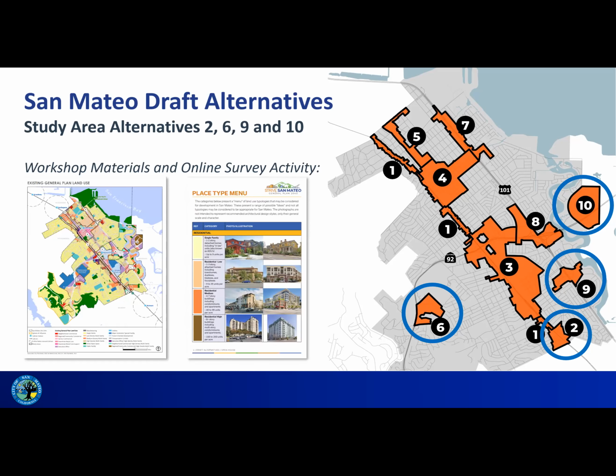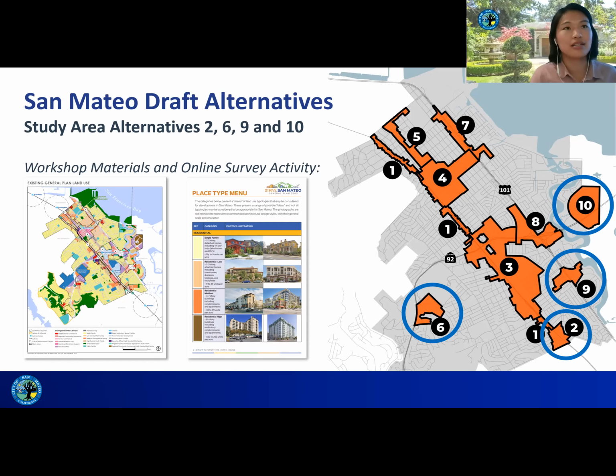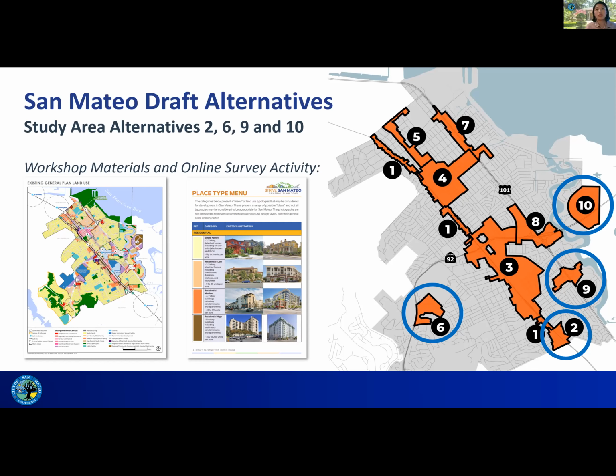As a reminder, prior to the event, you should have received an email providing the workshop materials and online survey activity. Vivian will also provide that in the chat so everyone has it handy. The workshop materials describe the existing general plan land use that Joanna, our consultant, had provided in the presentation earlier. It also includes the place type menu, which describes further the colors that you see in the land use map. You know, the blue, the orange, what does it mean? That describes the land uses that we'll be reviewing today in our study area alternatives.